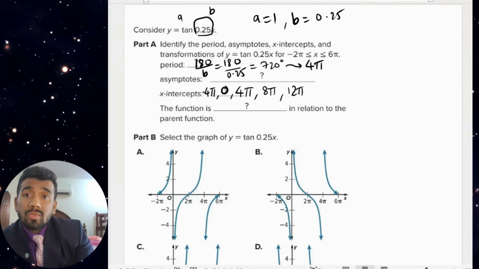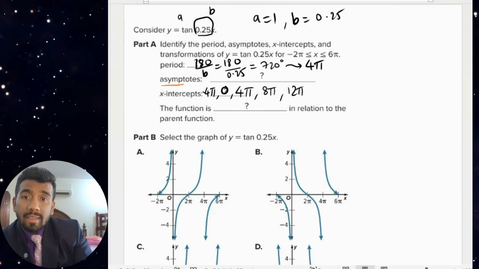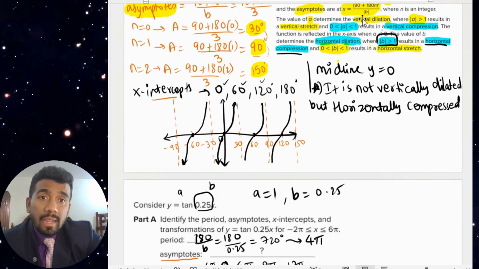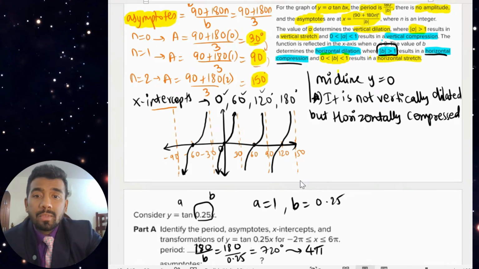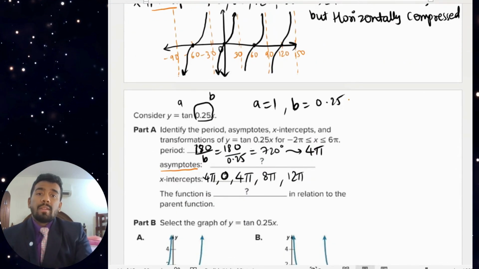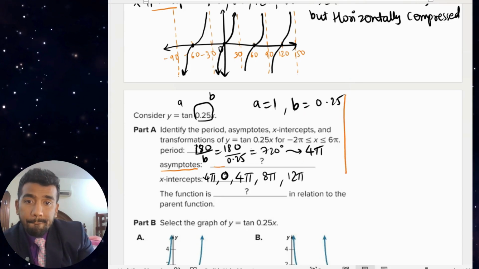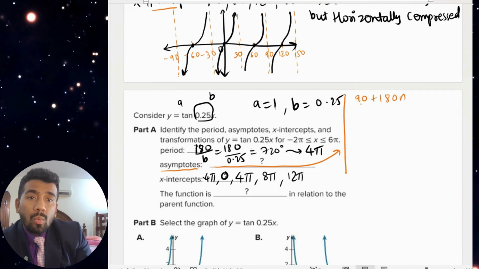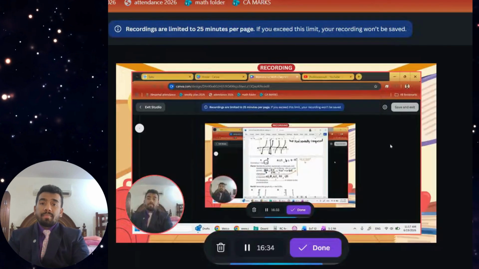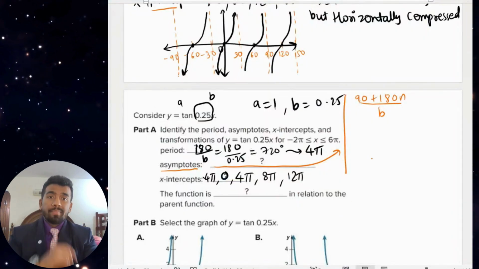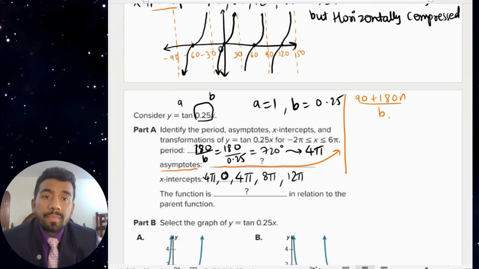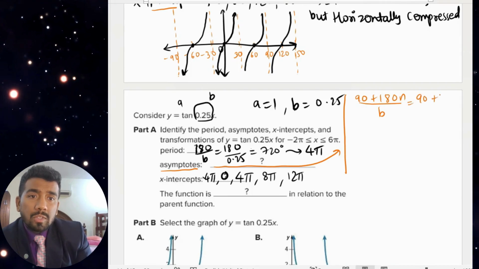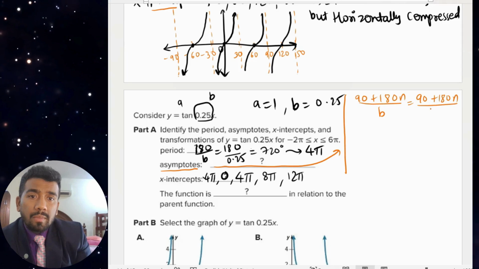Let's talk about the asymptote. What was the asymptote formula? 90 plus 180 n over b. I'll show you the formula again: 90 plus 180 n over b. So that's the asymptote. Let's find the asymptote here. Put the n and put the b step by step. What's b? b is 0.25.